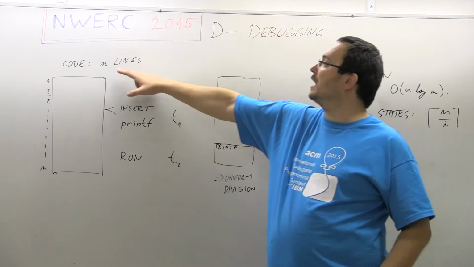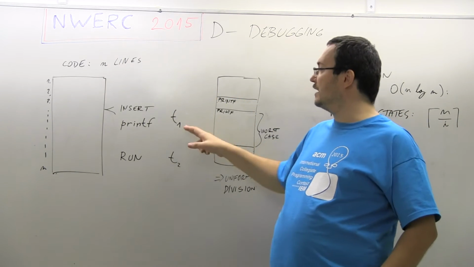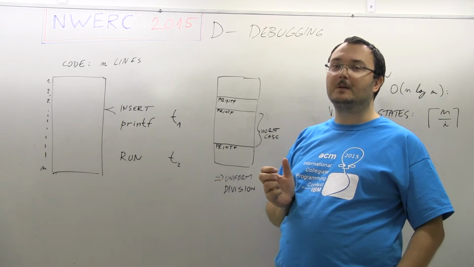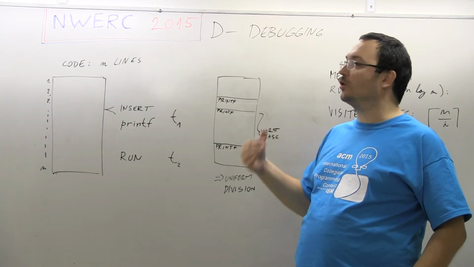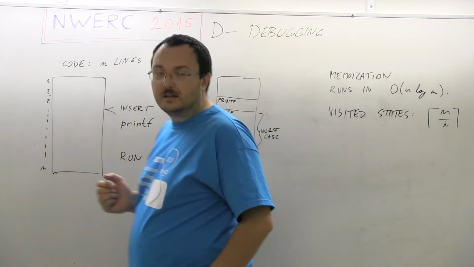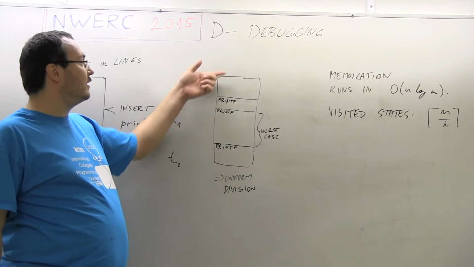So now we are given the number n, the number of lines, and these two times, t1 and t2, and we have to compute the optimal way of doing this debugging, the shortest worst case time in which we can find the bug. So let's see this for an example.